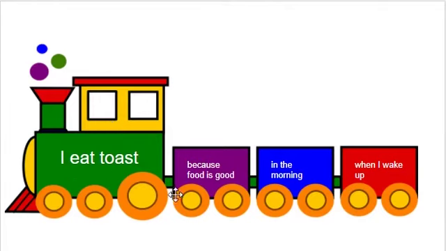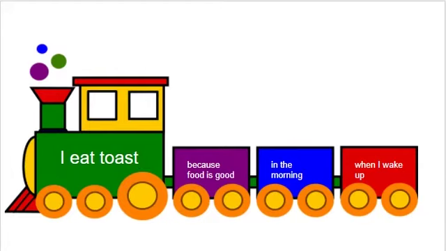Okay, I eat toast. Now onto that main core part there, I could add a little dependent clause. Because food is good. I could add a prepositional phrase. I could add another dependent clause. I could keep tacking on a whole bunch of these. And again, as long as I've got at least one independent clause in there, my sentence should be okay.